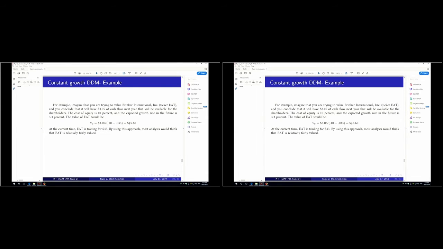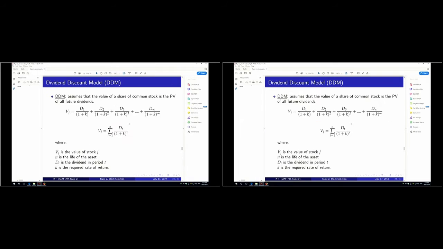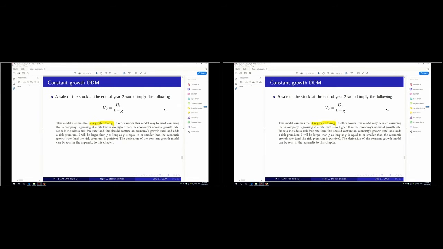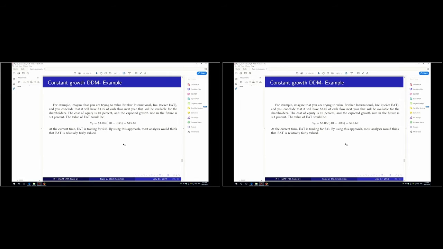So you don't have to go through each and every dividend component from D1 to infinity. You only predict the dividend for year 1 by taking the dividend in year 0 and working out a growth rate, multiply that and arrive at the dividend in D1, and then divide it by K minus G. That gives you $45.60. So it's a dividend in year 1, then the required rate of return minus the growth rate produces that value.